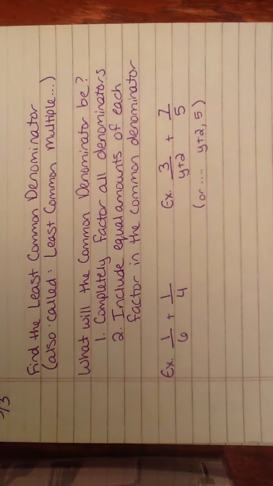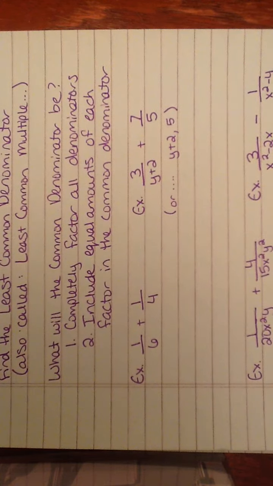Okay, next step, we are going to find the least common denominator, which is also sometimes in Math Excel called the least common multiple. So what we do for this is we need to factor all of the denominators and include equal amounts of every factor in the denominator. So the first example I have is 1/6 plus 1/4. So when we are looking at this, we need to factor 4 and 6.